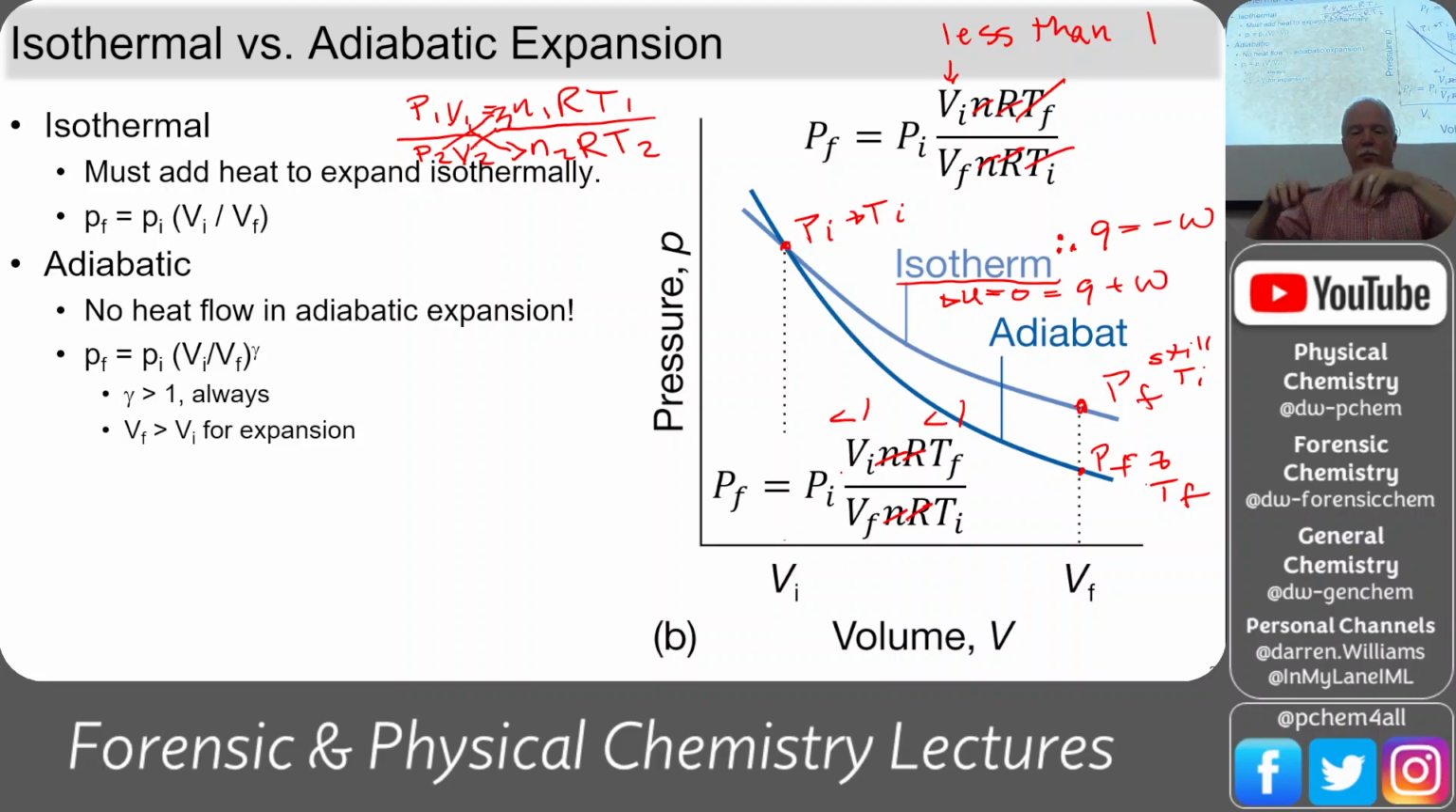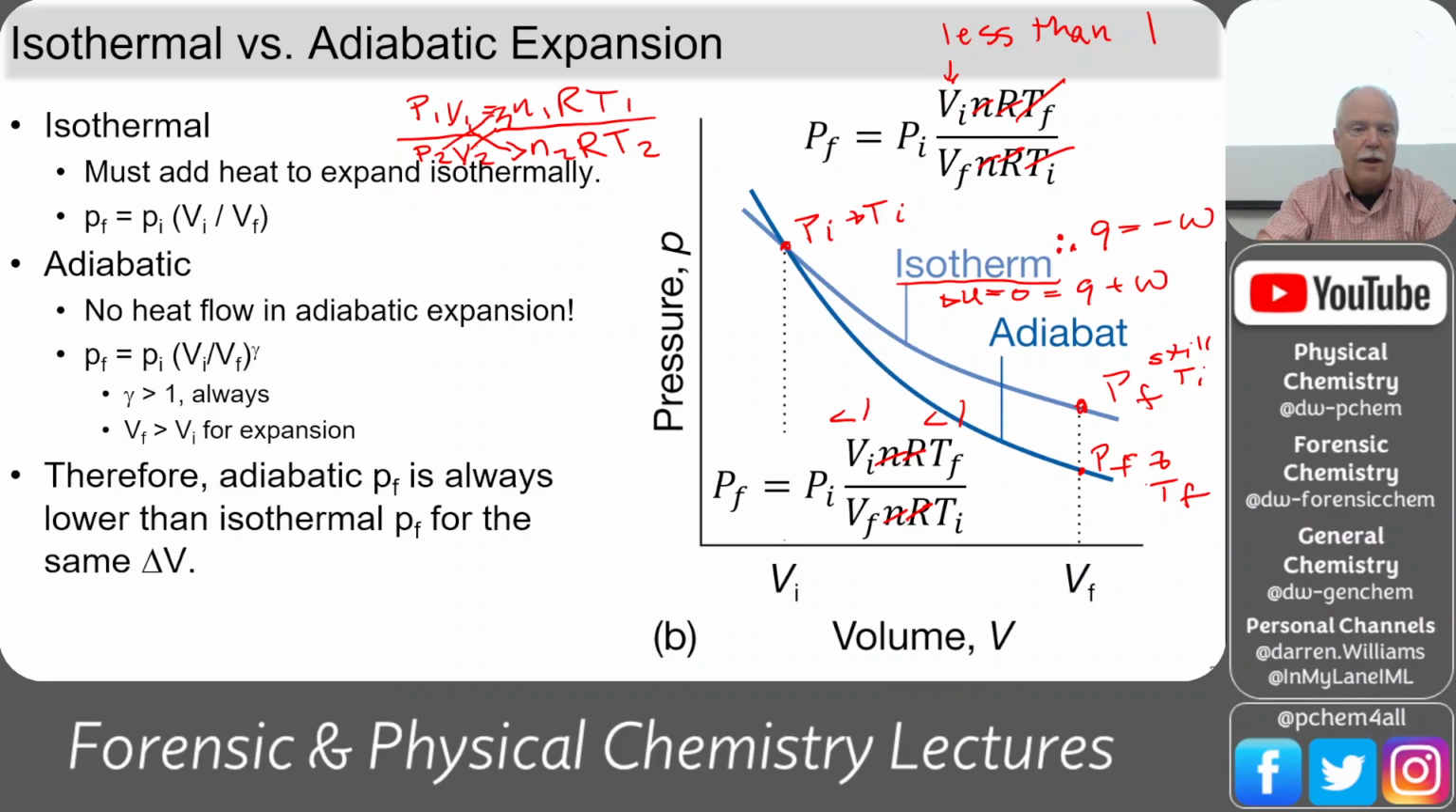So pressure drops even further. So the initial pressure is times 2 fractions that are both less than 1, so it drops even further. So that's how we know it has a steeper slope, because the initial pressure is multiplied by 2 fractions that are both less than 1. Whereas on the isotherm, it's just multiplied by 1 fraction that's less than 1. And it's the same fraction because we have the same volumes. So therefore, the adiabatic pressure is always lower than the isothermal pressure for the same delta V. So that's the take-home lesson.